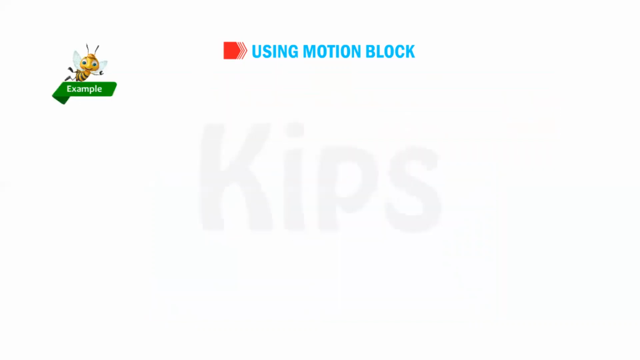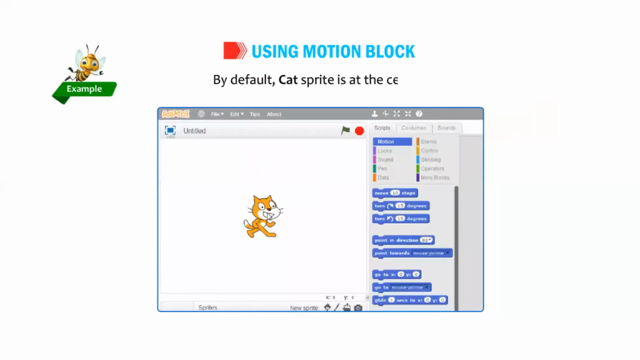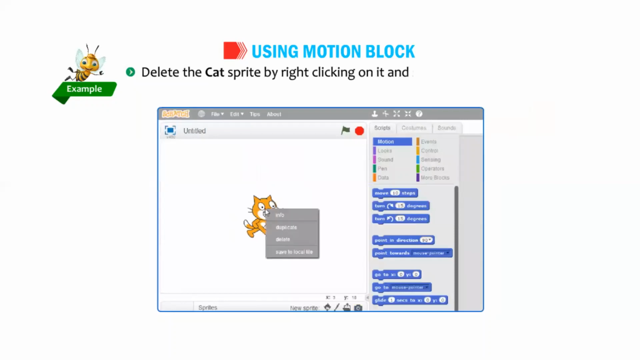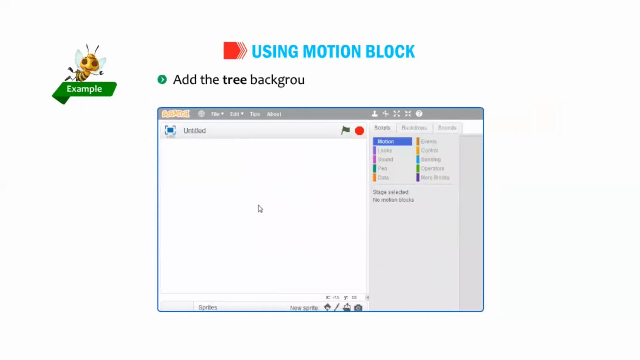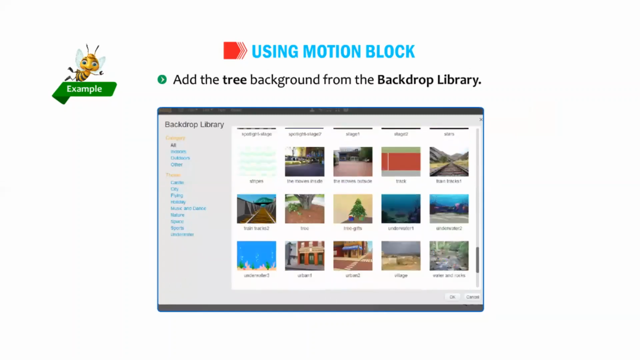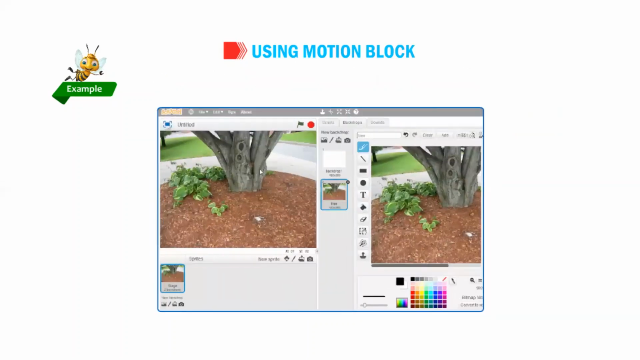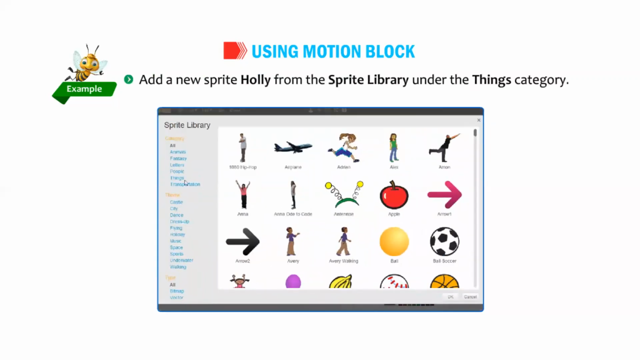Let's understand with an example. Let us try to depict a scene of autumn using the motion blocks. Start a new project. By default, the cat sprite is at the center. Delete the cat sprite by right-clicking on it and selecting the Delete option from the displayed list. Add the tree background from the Backdrop library. Add the new sprite Holly from the Sprite library under the Things category.